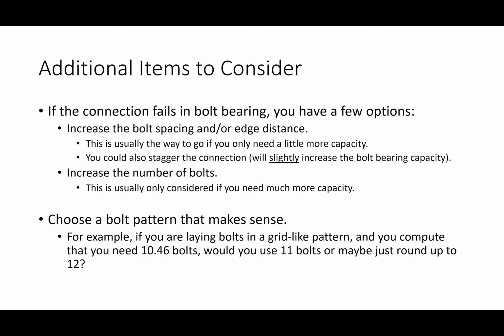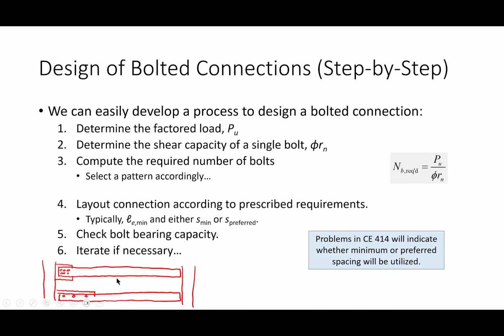So the first thing I want to talk about is step 5, okay? If we go back a slide, what happens is we determine our factored load, we determine the shear capacity of a single bolt, and then we divide to get the number of bolts, and we lay them out. And then the last thing that we do is we check our bolt bearing capacity. And if bolt bearing capacity fails, we iterate.